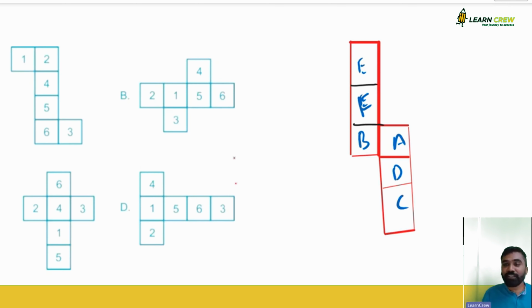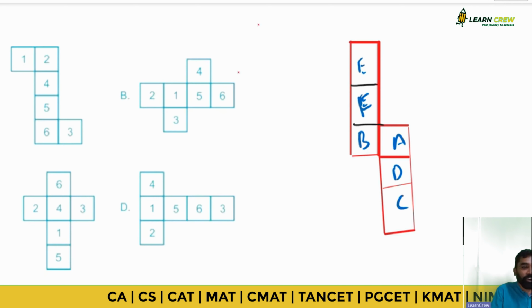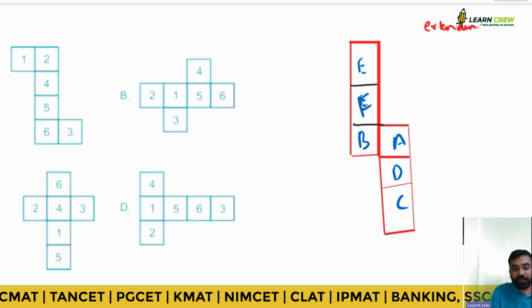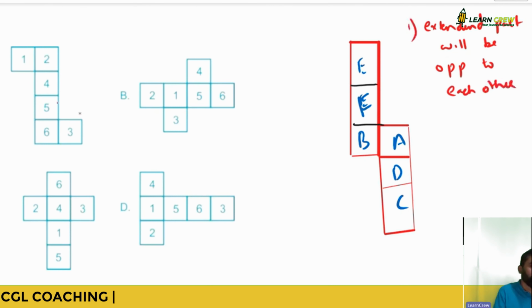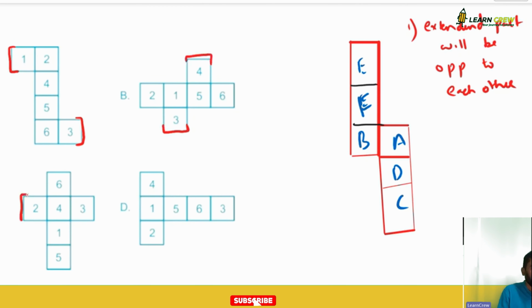See, whenever the cube is opened up, or the dice is opened up, the extended parts will always be opposite to each other. This is the first point. So the extended part is nothing but here, this one, and here, this one. And here, the extended part is this one, and this. Here, the extended part is this one, and this one. Extended part over here is this one, and this.